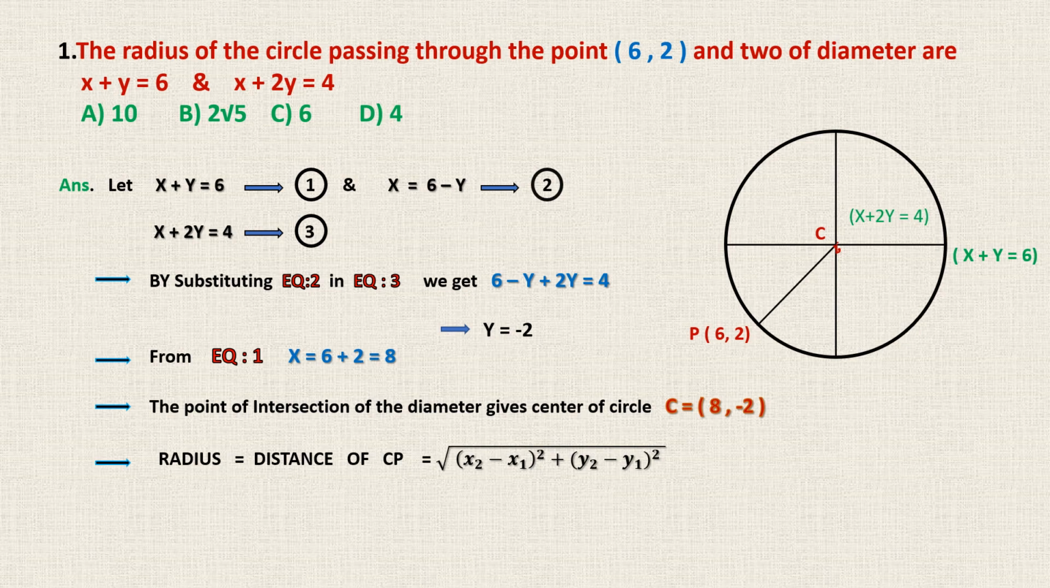Radius of the circle is nothing but the distance between points C and P. Distance CP equal to square root of (x2 minus x1) whole square plus (y2 minus y1) whole square, which is root of (8 minus 6) whole square plus (2 plus 2) whole square equal to root 20. Root 20 can also be written as 2 root 5.